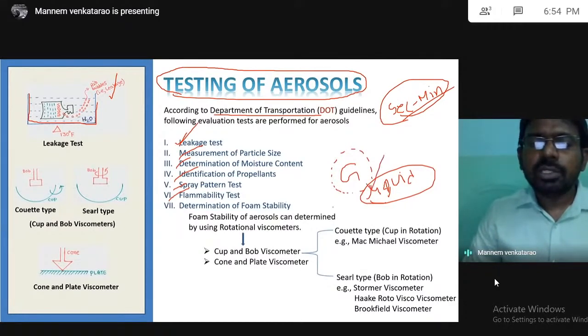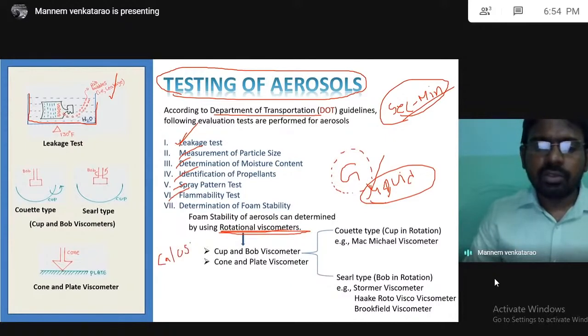How can you measure the viscosity of the liquid? By using a rotational viscometer. The basic viscometers are: one, the capillary viscometer, also called the Ostwald viscometer. Second, the falling sphere viscometer, also called the Hoppler viscometer.